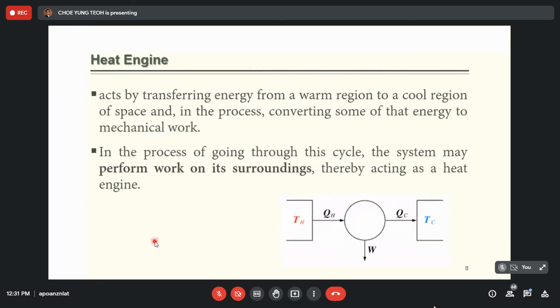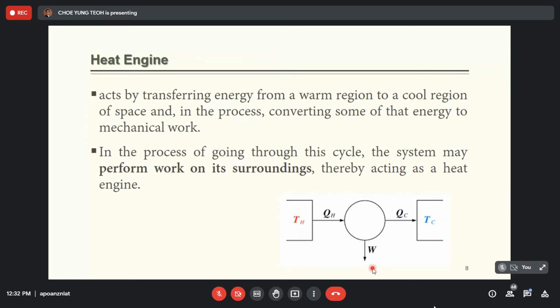Okay, the next one, this is a heat engine. This is just some introduction to the heat engine. What does the engine do? You put in the heat, it gives you mechanical work. So heat engine means that you give heat into the engine, and the engine will give you the mechanical work. It acts by transferring energy from a warm region to a cold region of space, and in the process converting some of that energy to mechanical work. In the process of going through this cycle, the system may perform work on its surroundings, thereby acting as a heat engine.